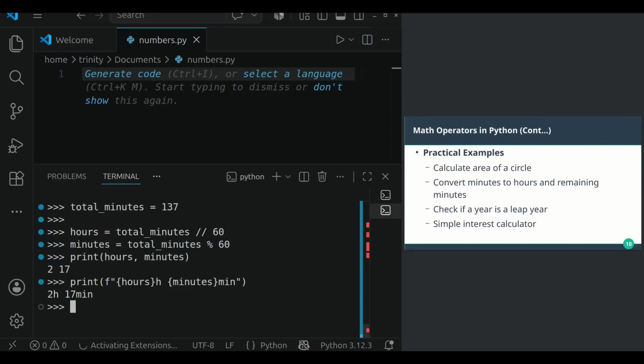So that is it about this example, and I'll leave 2 examples for you to check out. You can equally write a simple program to check if a year is a leap year, and a simple interest calculator.